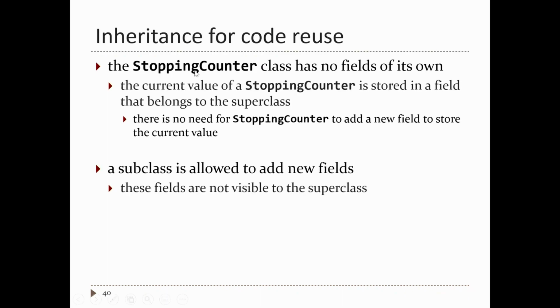So the StoppingCounter class has no fields of its own. The current value of the counter is stored in a field that belongs to the superclass. There's no need to add another field to store the value. Furthermore, if you do add another field to store the value, your class is probably going to break. There's going to be situations where the wrong thing probably happens. Now, if you do decide that you need to add fields, that's fine. Go ahead and add new fields. Keep in mind that inheritance is strictly a one-way relationship. If you add fields to the subclass, the superclass can't see those new fields.